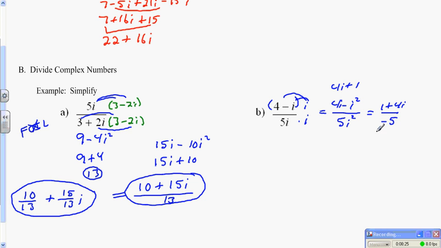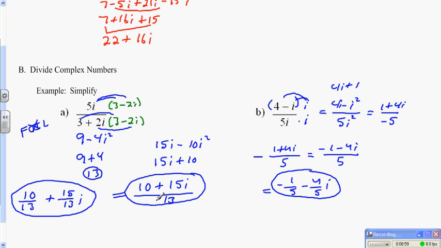Again, finished form would not have the negative in the denominator. They would either write it this way, with the negative in front, or put it in the numerator, which would be negative 1 minus 4i over 5. And then you'd want to separate them. So negative 1/5 is the real part, and 4/5 i is the imaginary part. And that does it for lesson 5-9.